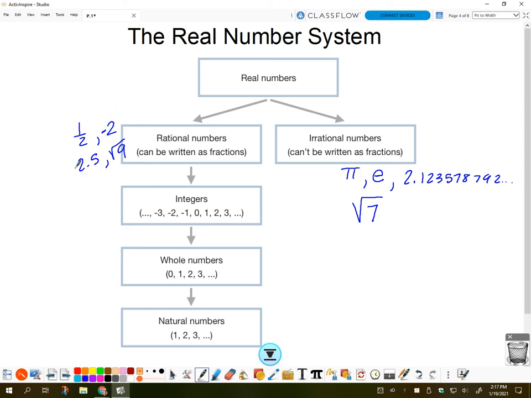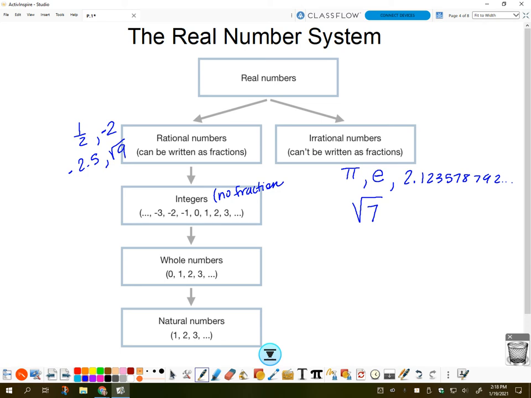Positives and negatives. We'll make a couple of those negatives. Integers are the positives and negatives, but without fractions. Okay, so this is no fractions, unless they're mean and give you something like 10 over 5, which is really 2. So keep that in mind. All right, whole numbers are when we knock the negatives out. And then natural numbers is when we knock the 0 off.